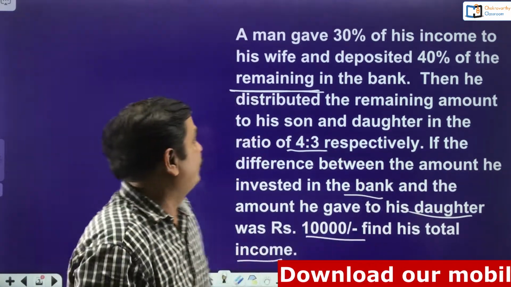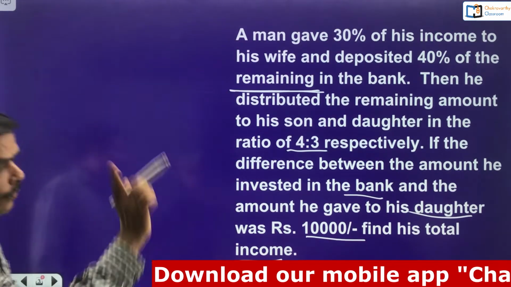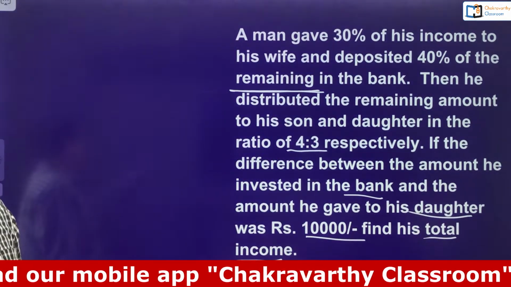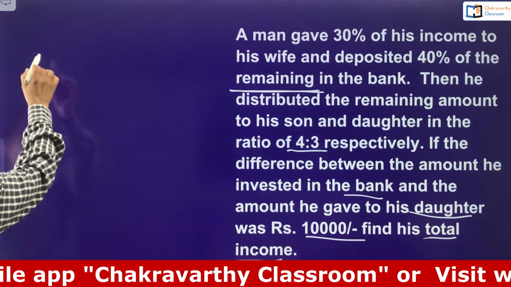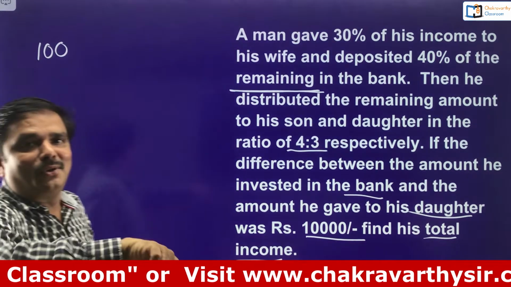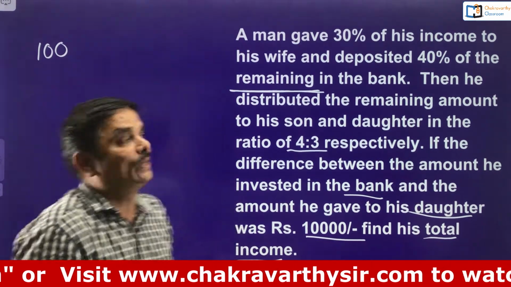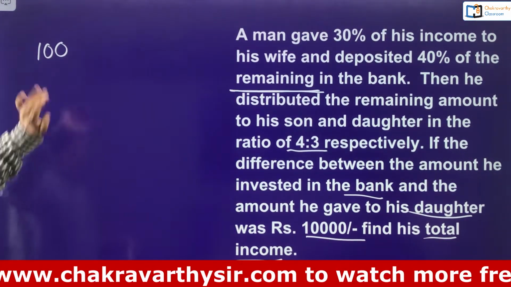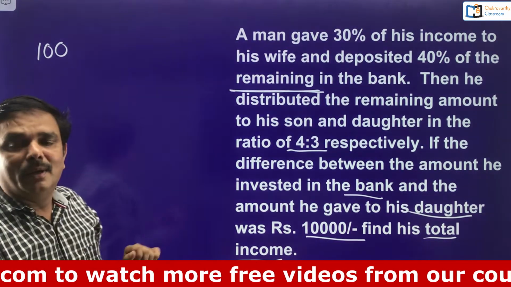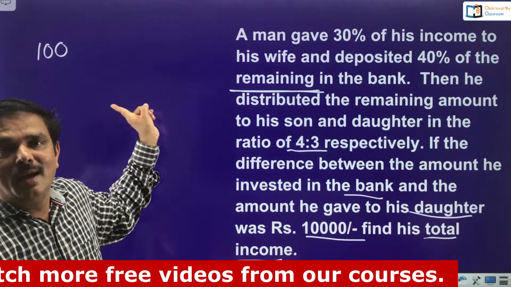Okay, now how to go for this one? Let's take the imaginary number. What's the final question? Find his total income. I'll take a convenient number. I'm taking his total income as 100 rupees. Enough. In the fraction method, you have to take it as 100%. Anyway, students, total income is 100. This is the imaginary number I have taken. It is not the actual number. Just for the convenience, I have taken 100.